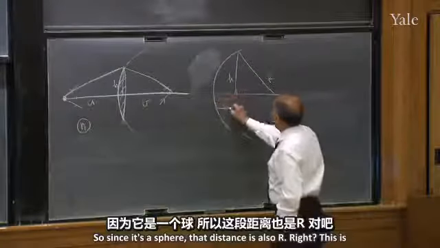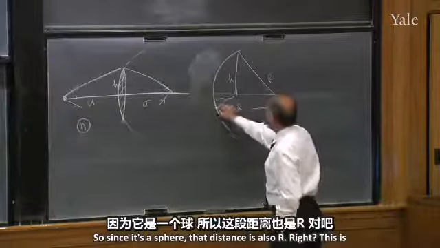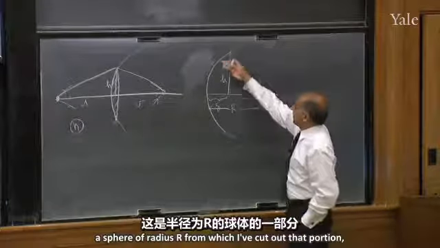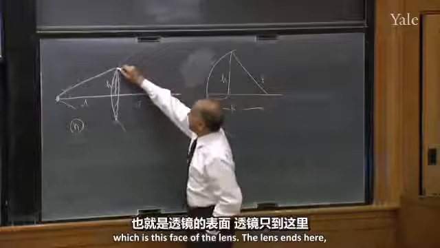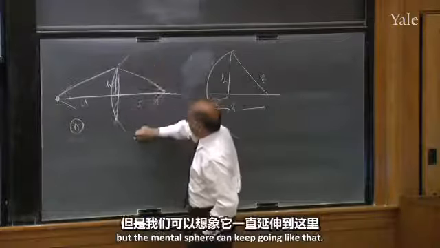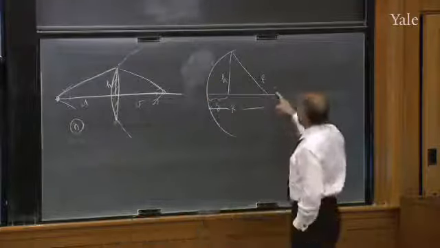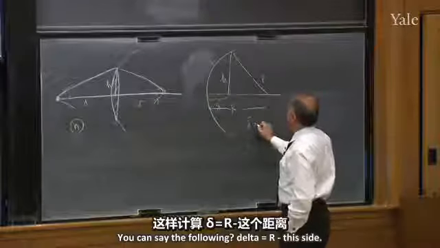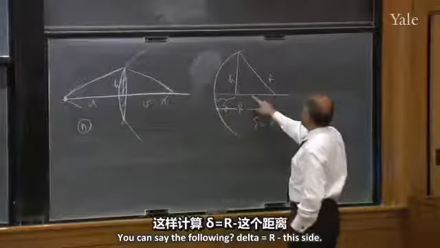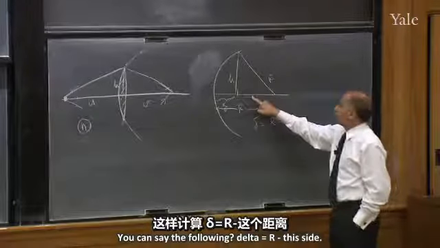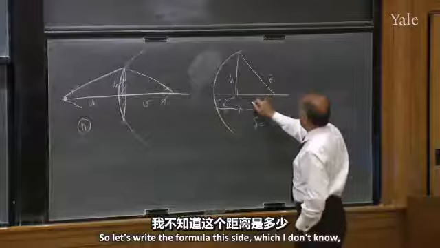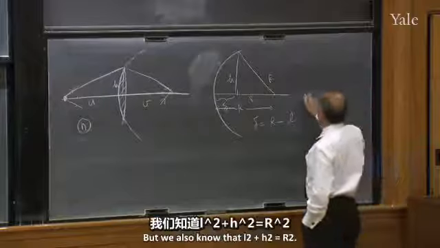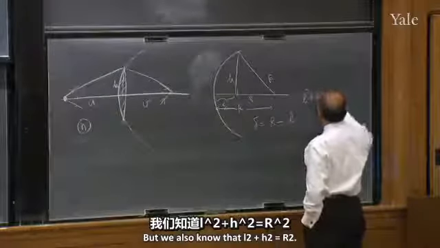So since it's a sphere, that distance is also r. This is a sphere of radius r, from which I've cut out that portion, which is this face of the lens. The lens ends here, but the mental sphere can keep going like that. So what can you say about this distance delta? You can say the following. Delta is equal to r minus this side. So let's write the formula. This side, which I don't know, let's say is L, so delta is r minus L. But we also know that L squared plus h squared equals r squared.